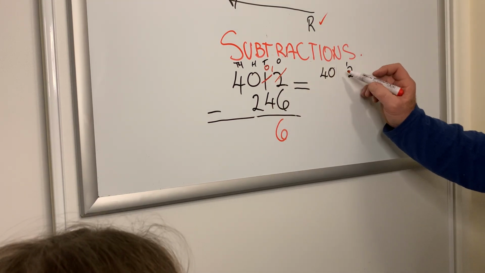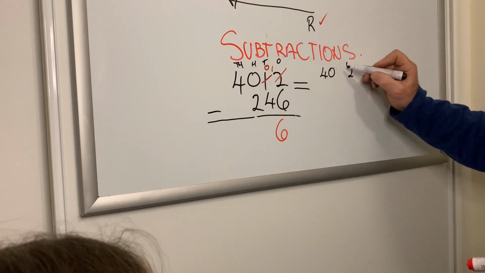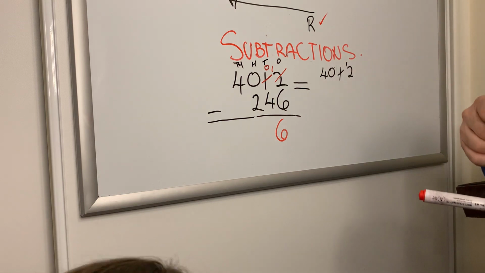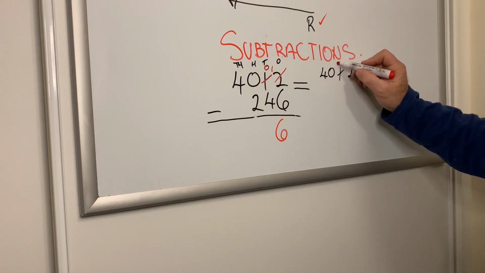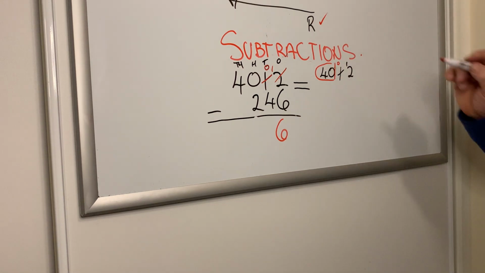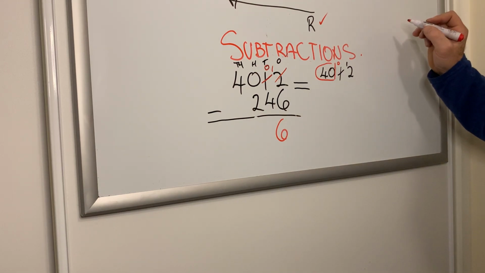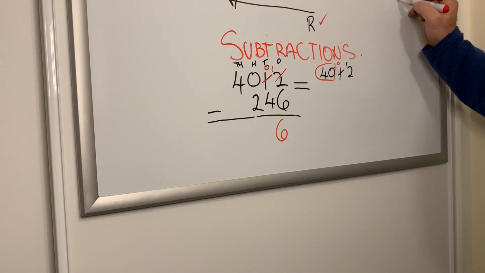Actually, you know what I'll do? I'll put that one back there just to make it look simpler. So we now need to borrow from this guy here. 40. If I take away 1 from 40, what does that give us? 39. Yeah, so that's now 39.